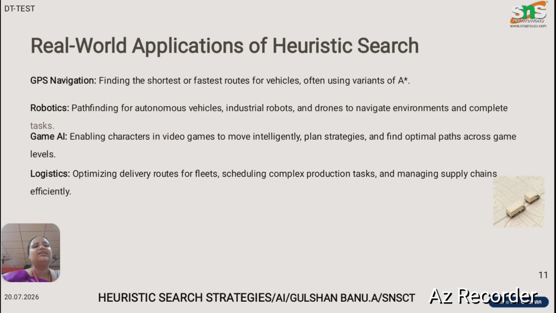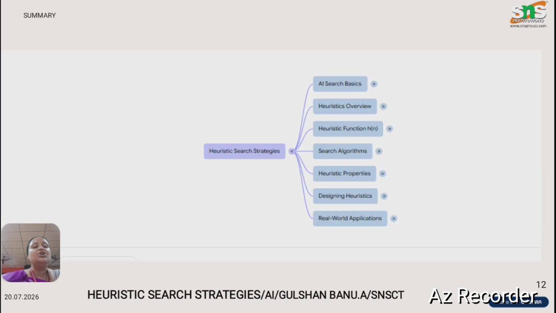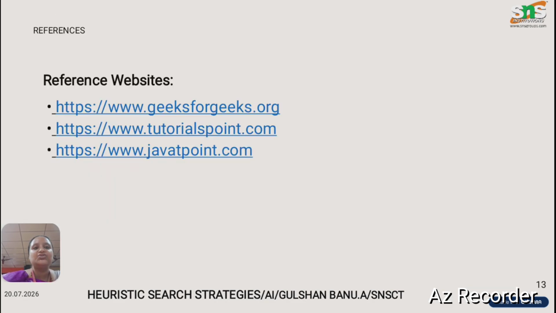There are certain real world applications of heuristic search, such as GPS navigation, robotics, game AI, and logistics. Among these, the easiest and best example is GPS navigation and logistics patterns. So in this video we saw certain basic concepts like basic search, heuristic overview, h of n, greedy best first search, the A star algorithm, and the different applications of these.